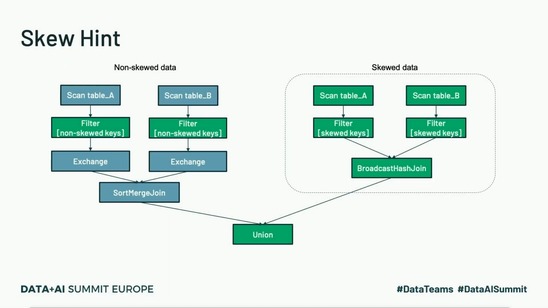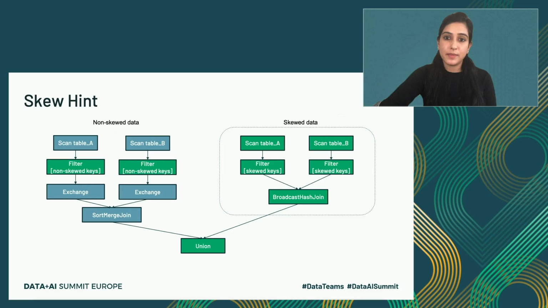With skew join incorporated, the physical plan is changed to something that looks like this. On the left, we filter rows that are not skewed and sort merge join them. On the right, we filter rows that are skewed and broadcast join them. Since broadcast join is skew resistant, both these joins complete with little latency. And then we are finally able to union both these outputs.